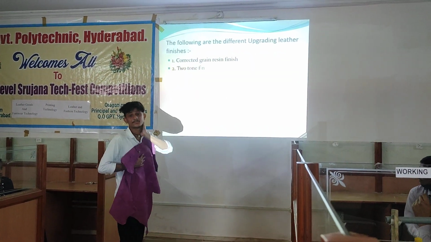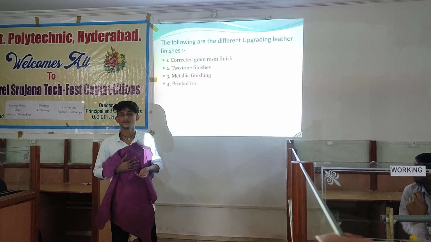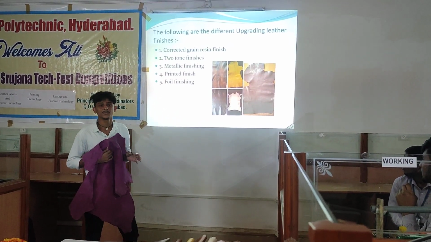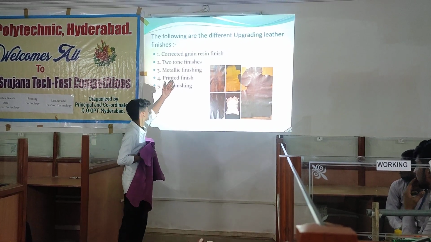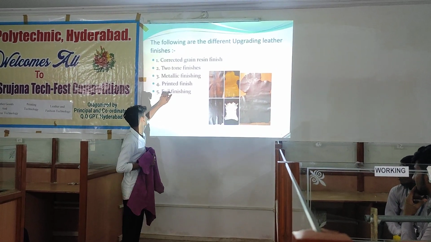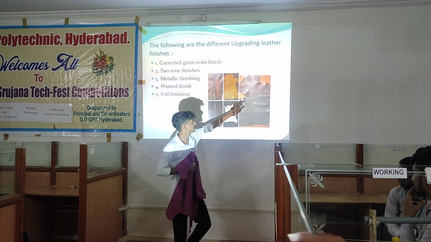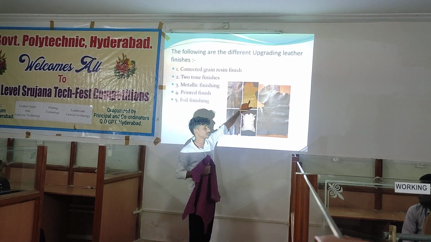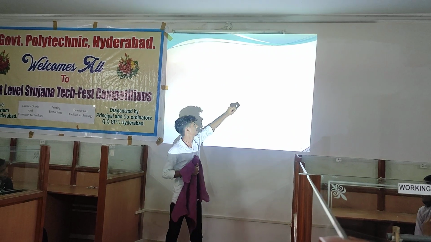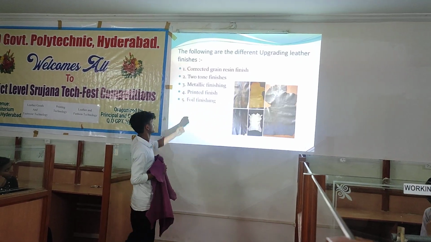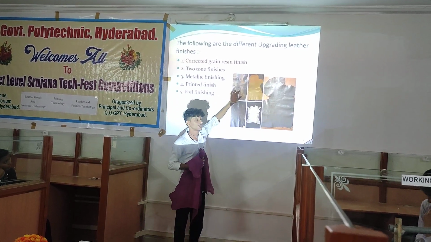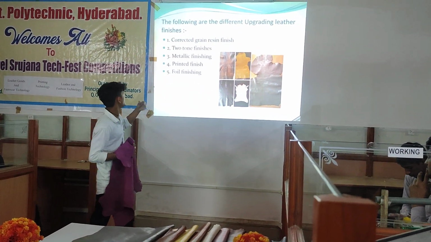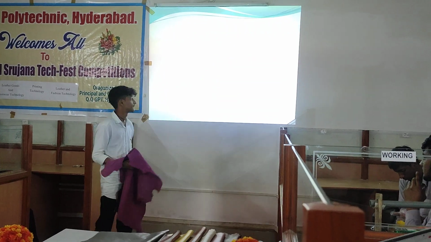These are the following methods available in the upgrading finishes. First one is corrected grain resin finish. Second one, two-tone finish. Third one is metallic finish. Fourth one is printed finish. Fifth one is poly finish. These are the images of corrected grain resin finish. Next one is two-tone finishing. Next, metallic finishing. This is the printed finish. Next one is poly finish. Now we are discussing in detail one by one.